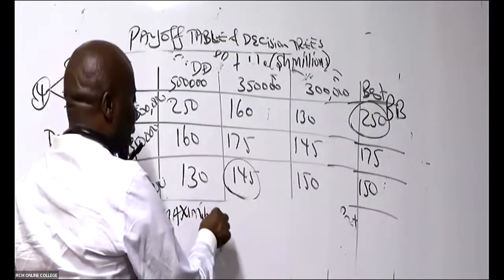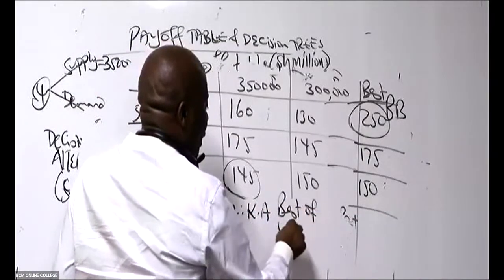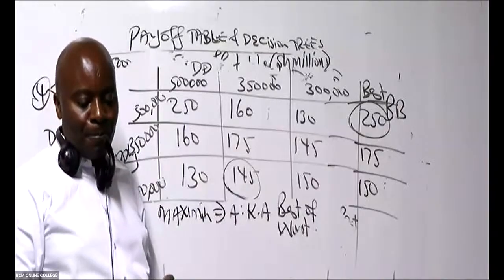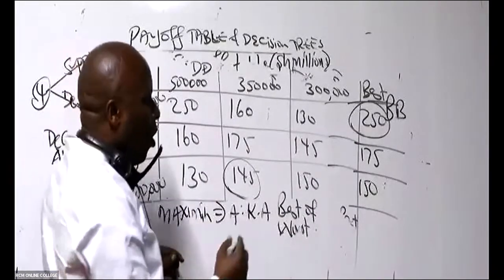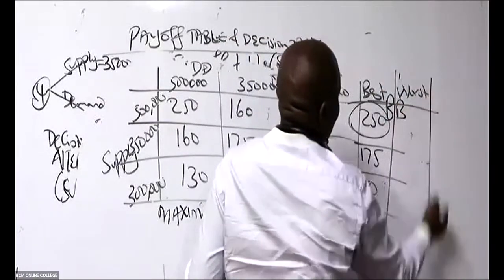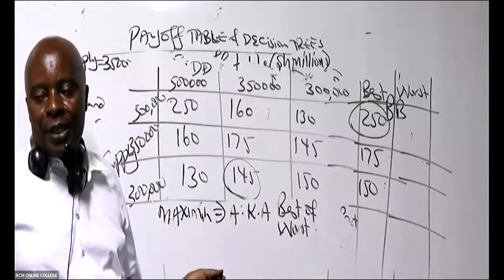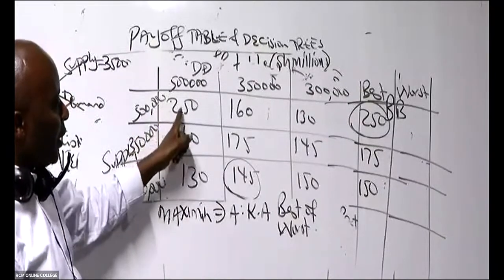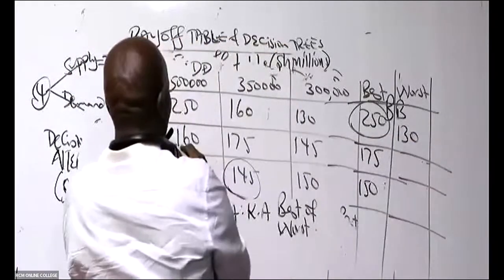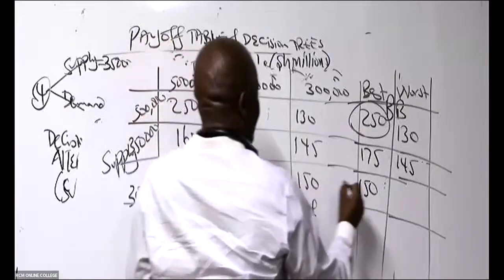So max mini is also known as best of the worst. So you create a column of worsts here. Don't drag this. You simply create a column of worsts. The worst profit. So in this case here, the very worst is which one here, somebody? 130. And then we have the second one here. The very worst is 145. The very worst one here is 130.